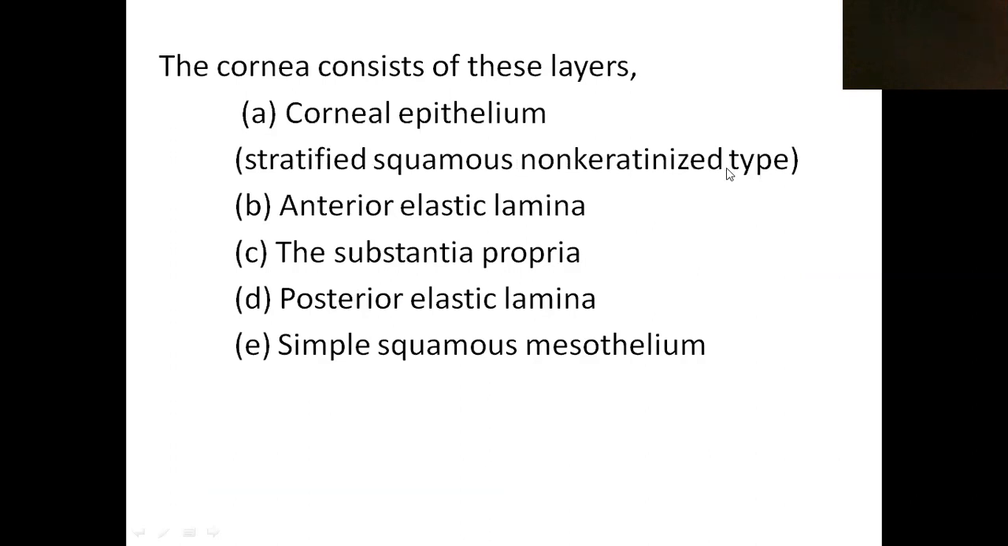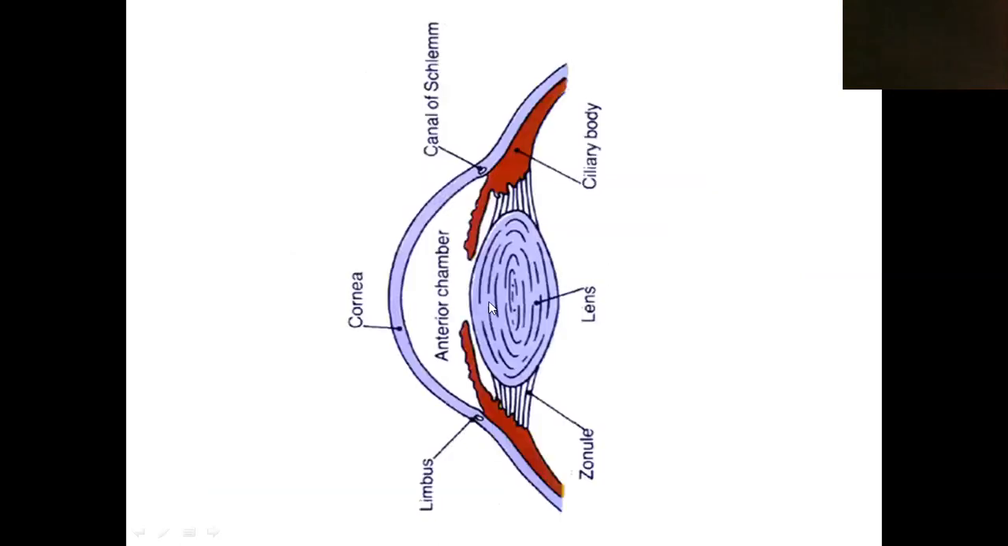That is a stratified squamous non-granulated epithelium, then anterior elastic lamina, then substantia propria, then posterior elastic lamina, and the simple squamous or mesothelial. How are these layers arranged? See, from anterior to posterior, here we can see the epithelium, then anterior elastic lamina, then substantia propria, and posterior elastic lamina. The innermost layer is the mesothelium.